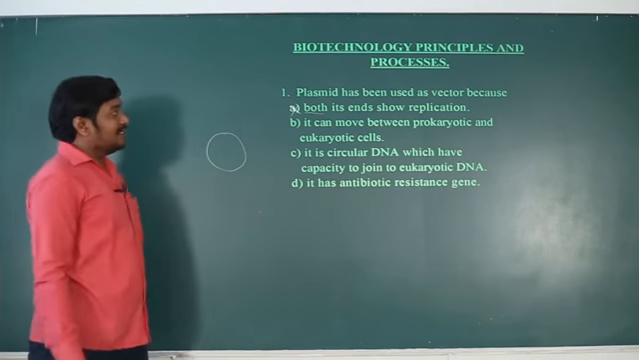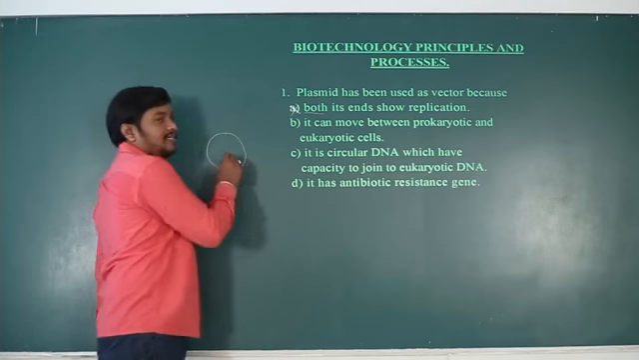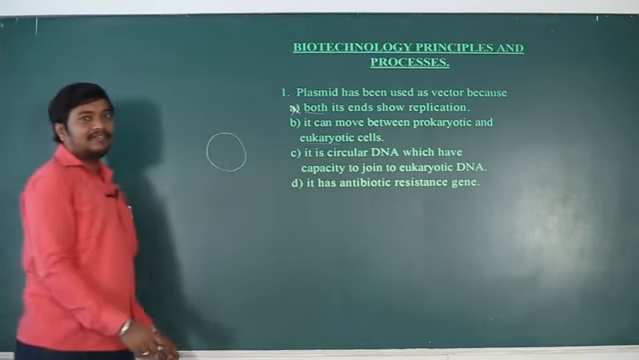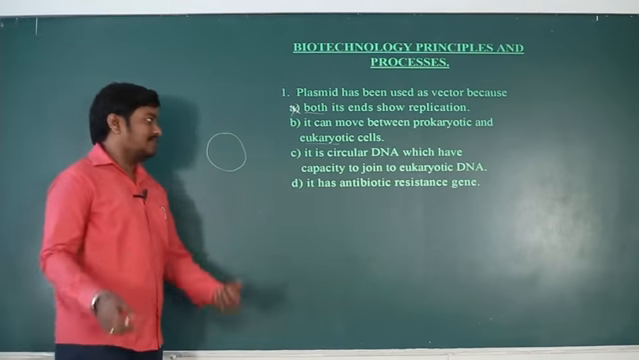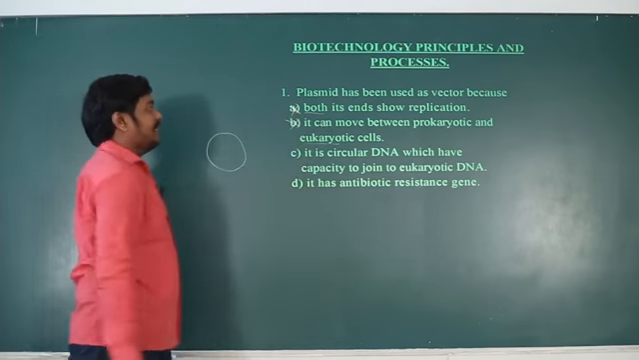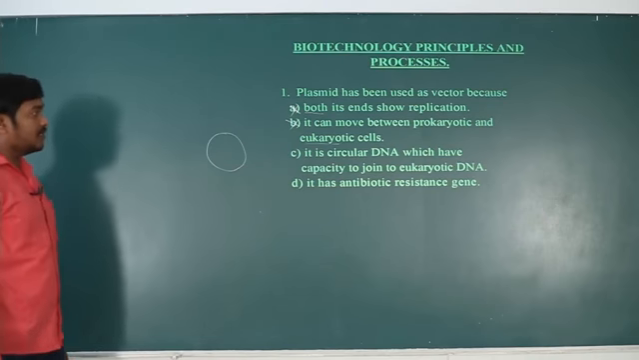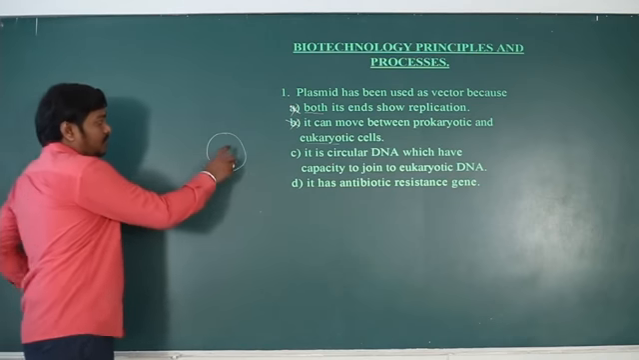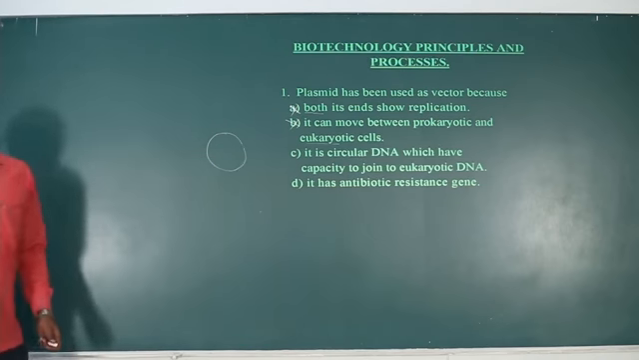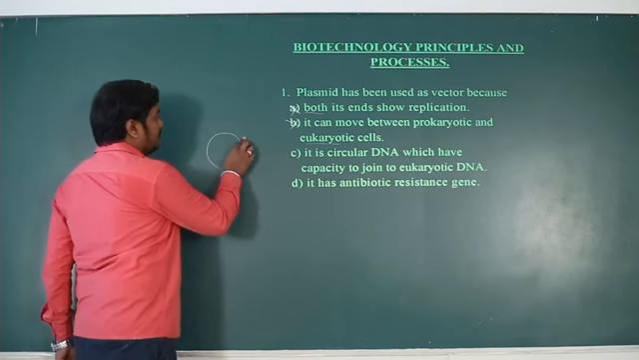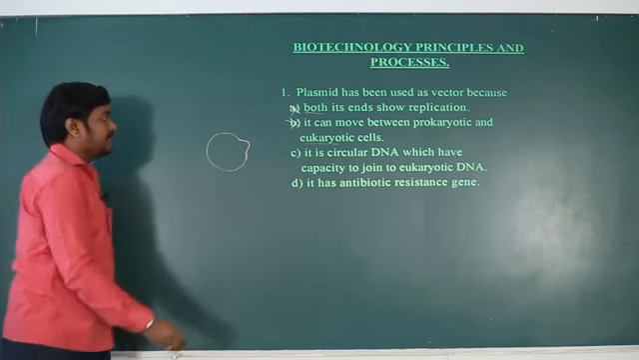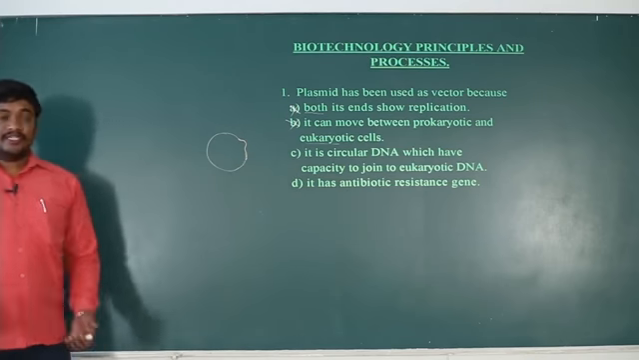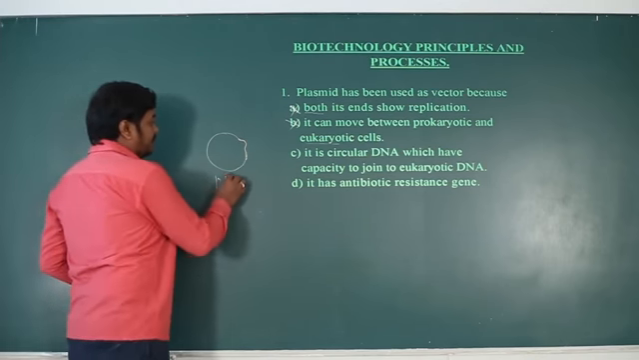No, never. This prokaryotic plasmid cannot move into the eukaryotic cell unless we forcibly introduce it. Of course, in eukaryotic cells it cannot express, so it is not the right option. It is a circular DNA, no doubt, which has the capacity to join to eukaryotic DNA. So we can cut this plasmid to get cut ends, and you can join the desired DNA, from any eukaryotic organism, to make it rDNA.